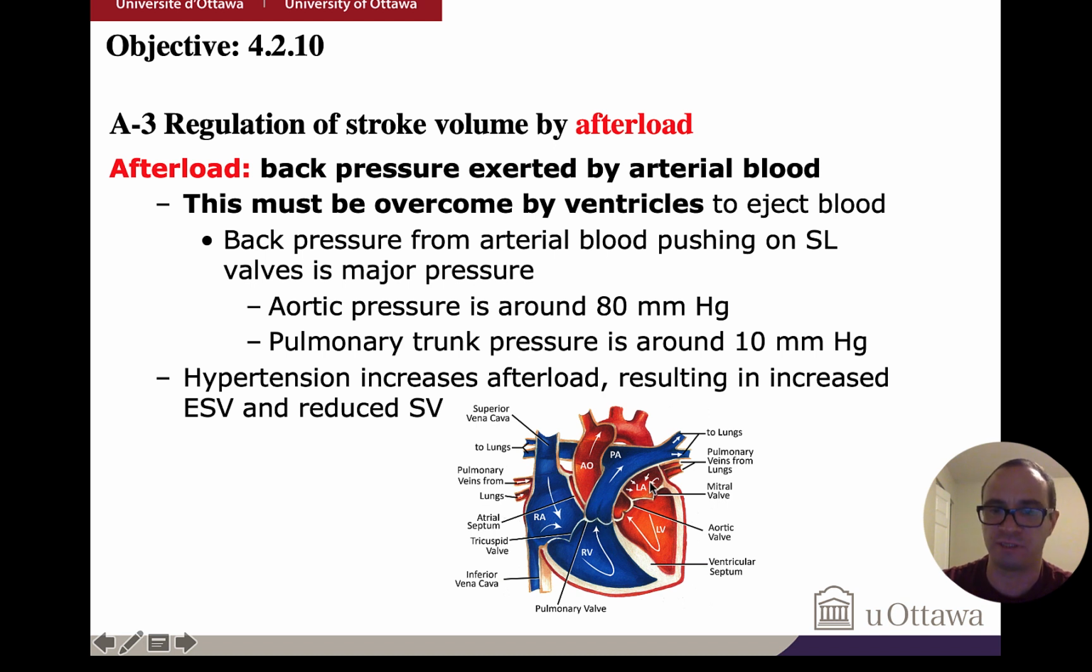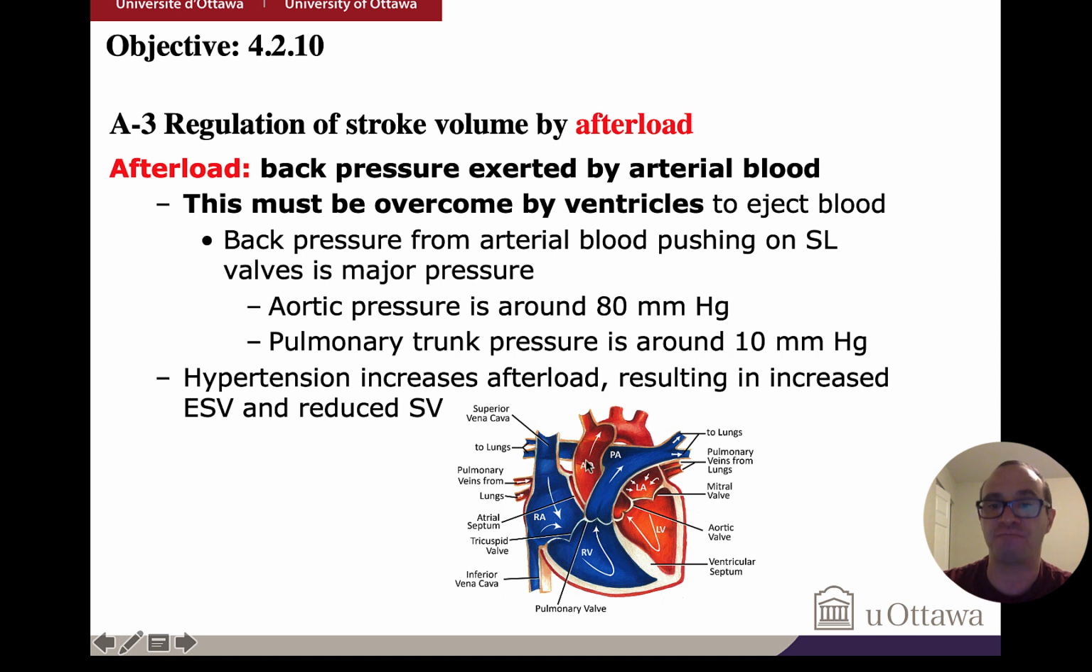Okay, so it's the equivalent of throwing a baseball in air where there's no back pressure and throwing a baseball in water where there is back pressure. Okay, and so that's what we call afterload. That's kind of the pressure that is exerted by the blood back into the ventricles.